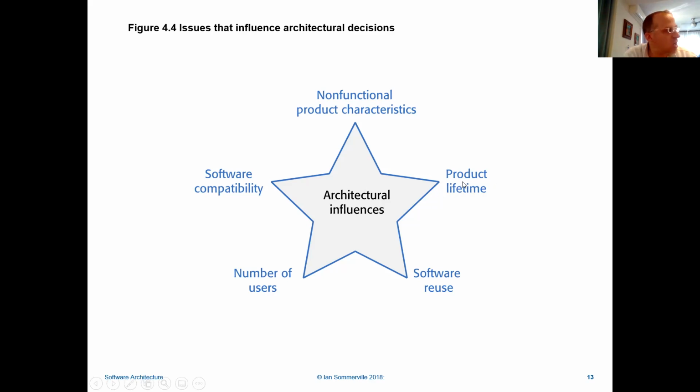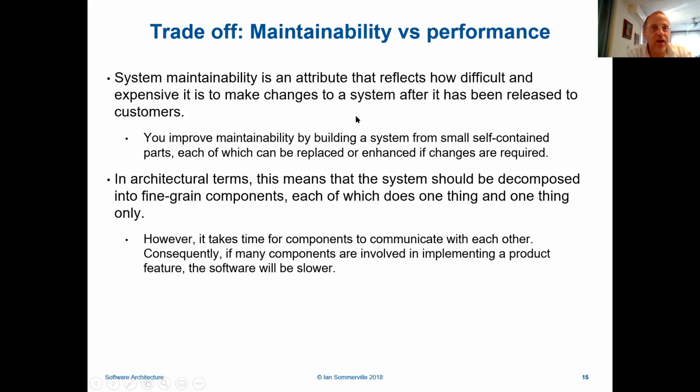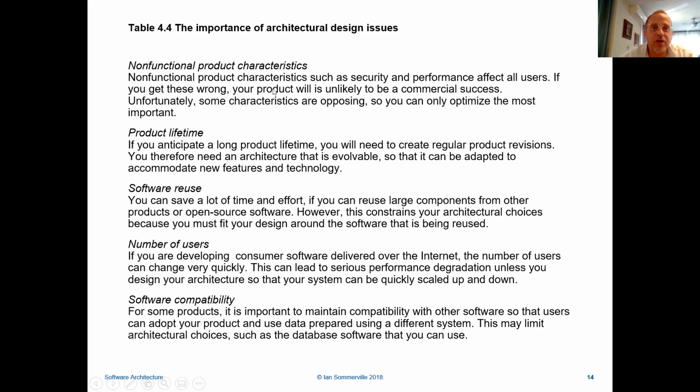Product lifetime. In other words, you should think about product lifetime. How long are you going to want to use it? If it's only one-time use, then maybe you'll design it differently. Non-functional product characteristics. Not sure what they mean by that. Non-functional product characteristics such as security or performance affect all users, but they're not part of the product itself. It's just like, I want it to be secure also. If you get these wrong, your product is unlikely to be a commercial success. Unfortunately, some characteristics are opposing, so you can't optimize them all. You can only optimize the most important. Okay.